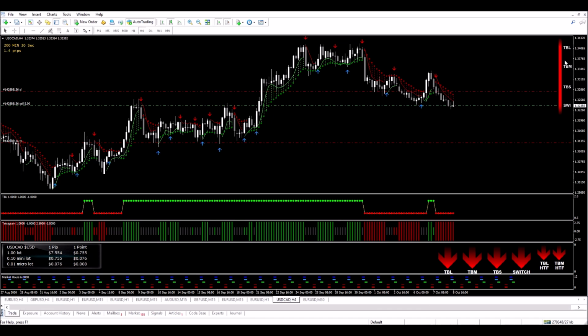I've got all my TBL, TBM, TBS, and switch all pointing in the right direction. Switch and everything looks good for this short trade. I'll be back soon to monitor this.